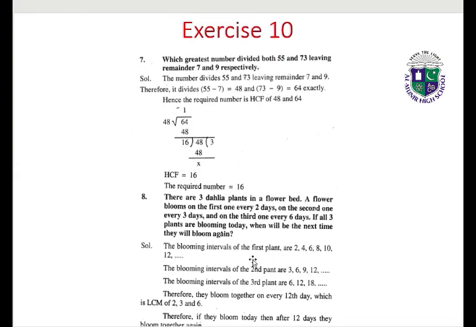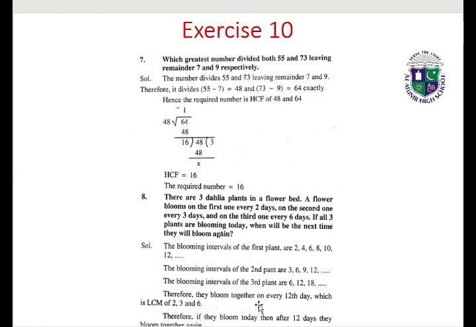The blooming intervals of the first plant are 2, table of 2: 2 1s are 2, 2 2s are 4, 2 3s are 6, 2 4s are 8, 2 5s are 10, 2 6s are 12 and so on. The blooming intervals of the second plant are 3, table of 3: 3 1s are 3, 3 2s are 6, 3 3s are 9, 3 4s are 12 and so on. The blooming intervals of the third plant are 6, table of 6: 6 1s are 6, 6 2s are 12, 6 3s are 18, 6 4s are 24 and so on.